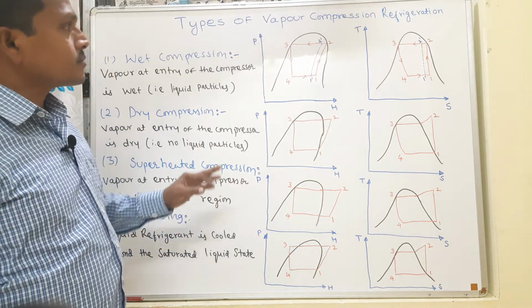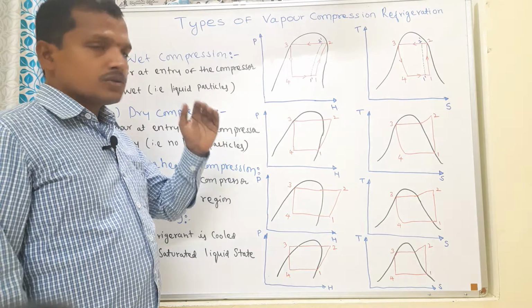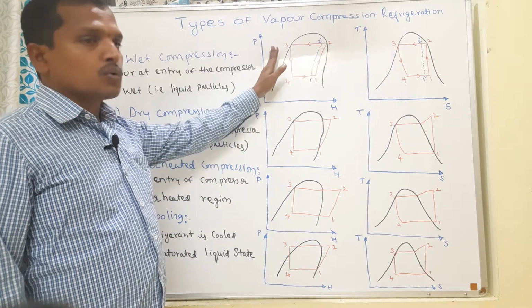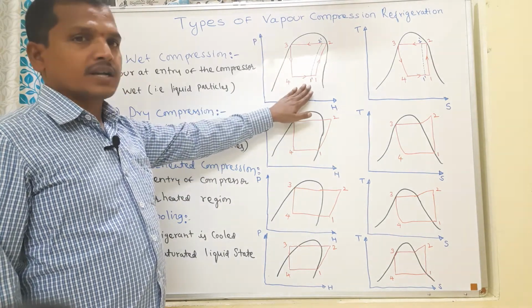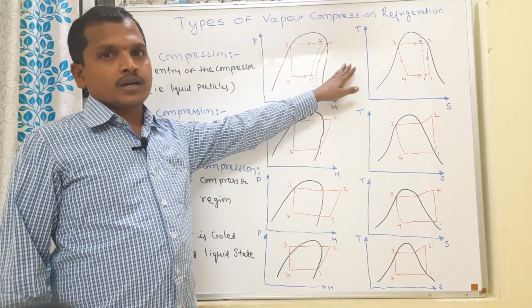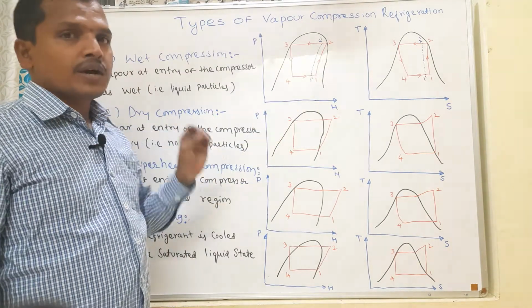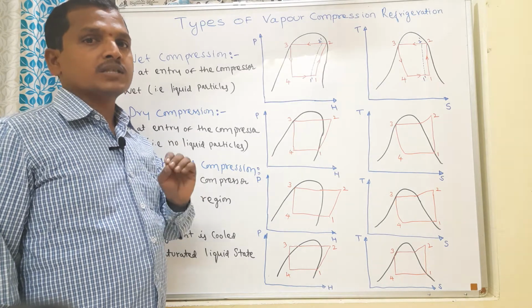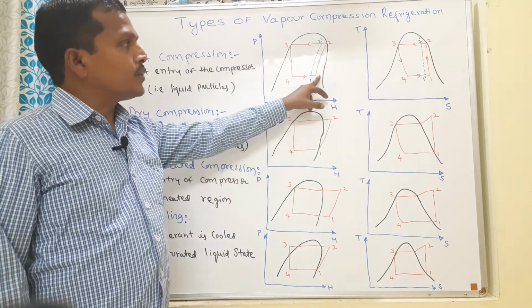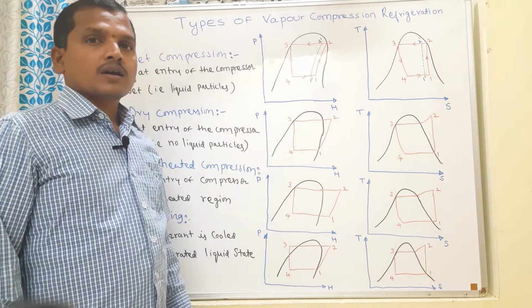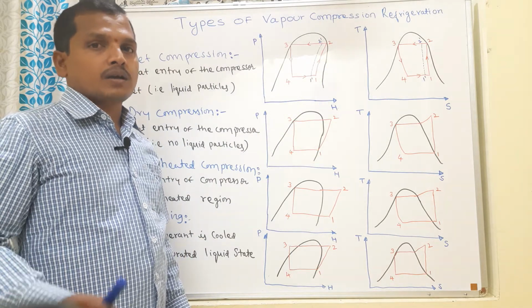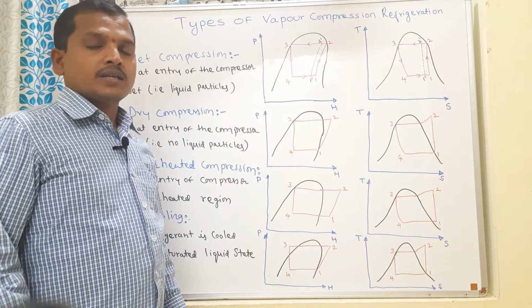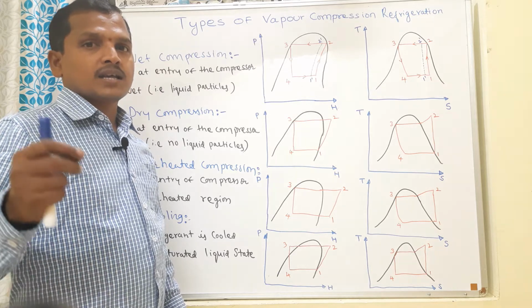So we know already, this is the subcooled region, this is the wet region, this is the superheated region. So before entering into the compressor, the condition of the refrigerant is wet. So 1 to 2, the process is isentropic compression.